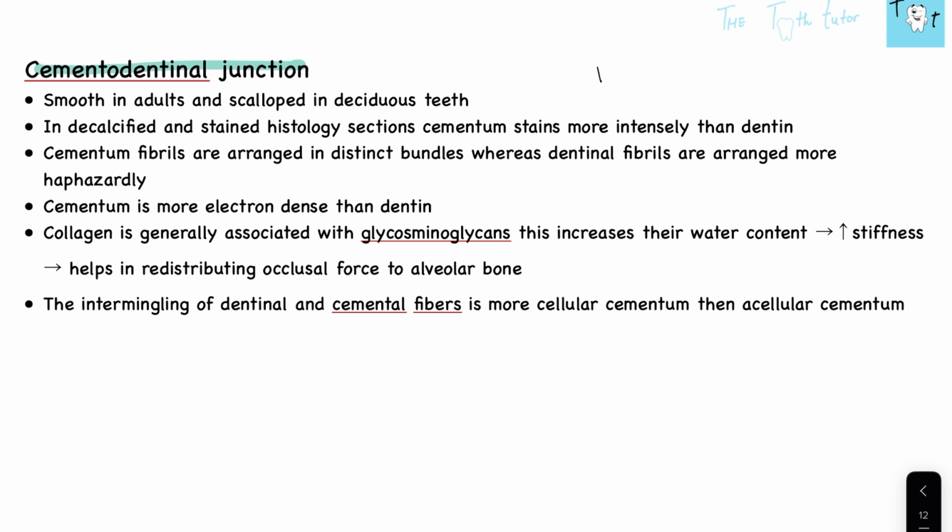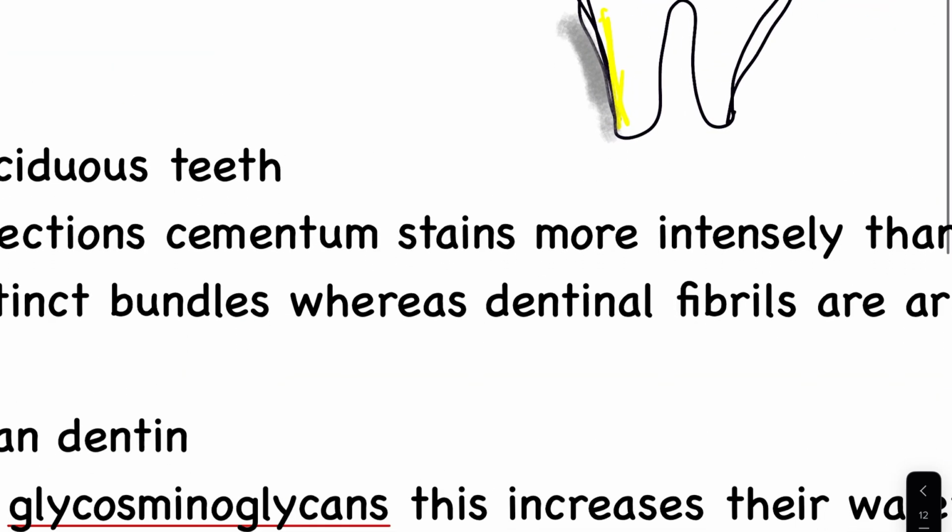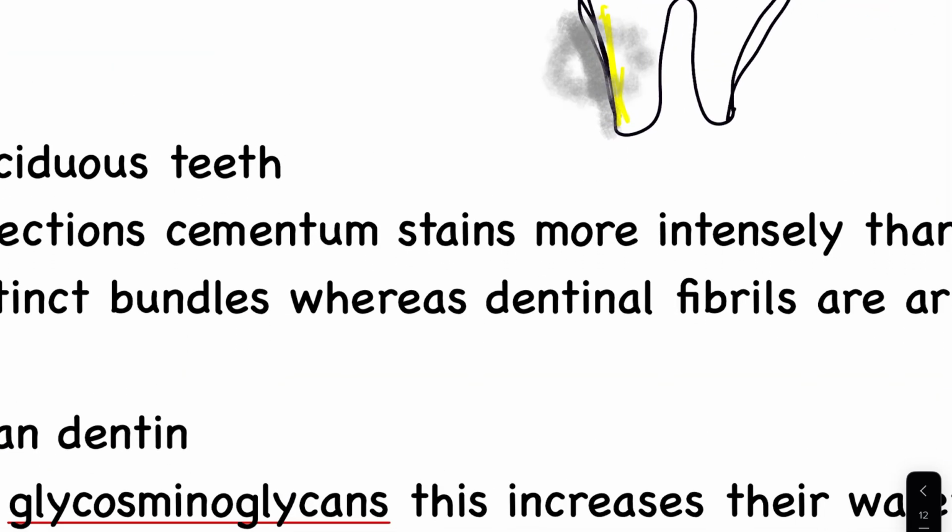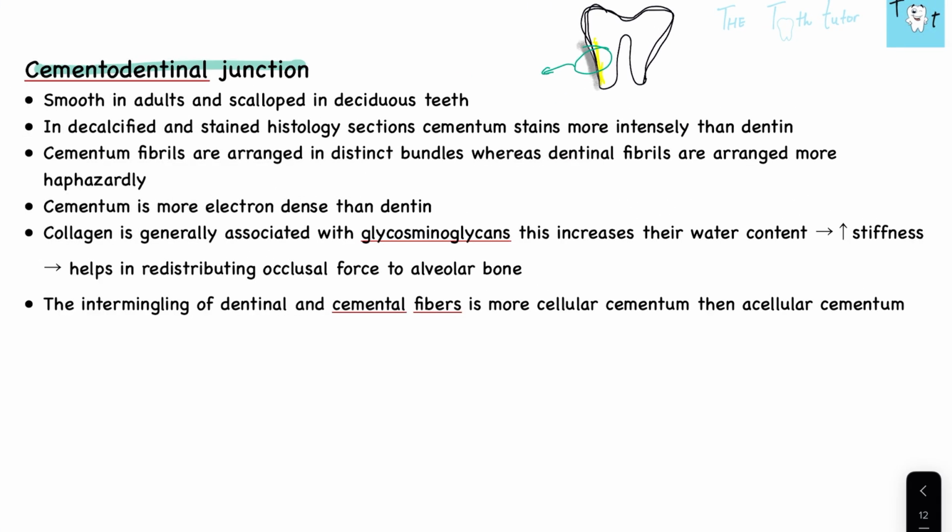Just for visualization, if this is your tooth, a very bad drawing of a tooth, and this is the dentine over here, you would have your cementum outside somewhere, right? If I zoom in, this junction would be the cemento-dentinal junction. So what are the features of this junction? It is smooth in adults and scalloped in deciduous teeth.